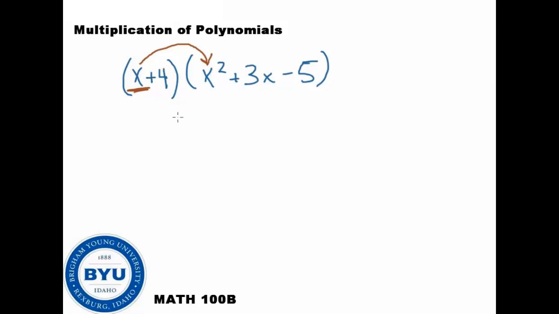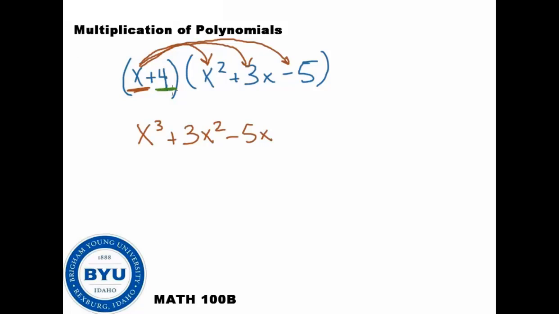X times x squared, that's x cubed, because we add the powers. And then x times 3x is plus 3x squared. And x times a negative 5 is minus 5x. Okay, sweet. So I took this first value and I distributed it into all the values in the parentheses. Okay, now I'm going to do the other value here.